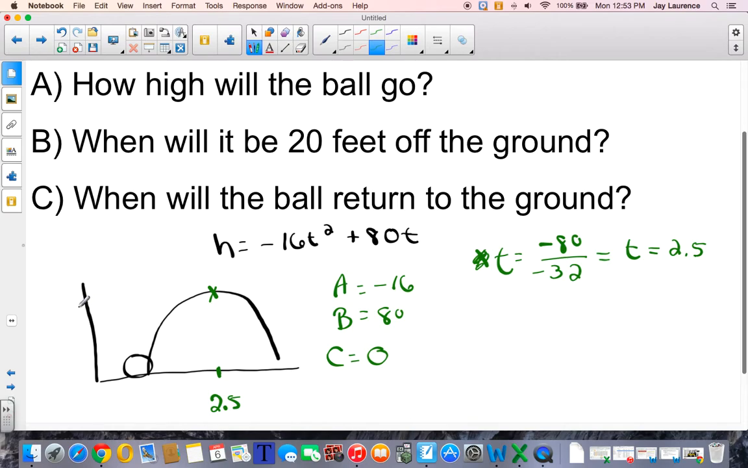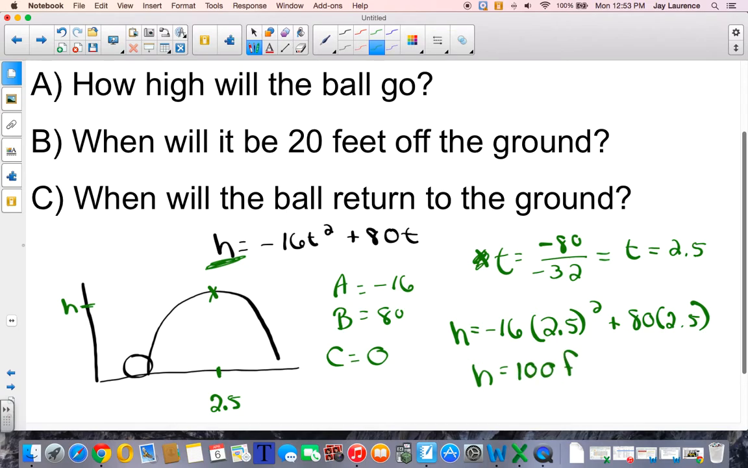I've got to figure out how high it is off the ground. How do I figure that out? Well, there's an h in the equation. I do h is equal to negative 16 times, what's t? Oh, it's 2.5, squared, plus 80 times 2.5. And when I do that, I'm going to get 100 feet. So h is going to be 100 feet. So it's going to go 100 feet off the ground.